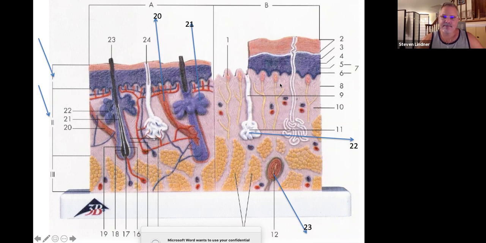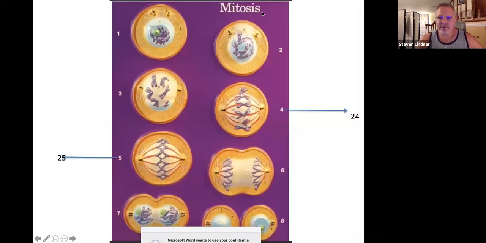Okay? Right, mitosis. What is number 24? And what is 25? This would be metaphase, number 24, and then 25. Anaphase. That would be anaphase. Okay. All right, and that would be it.